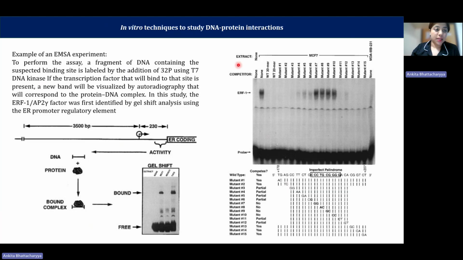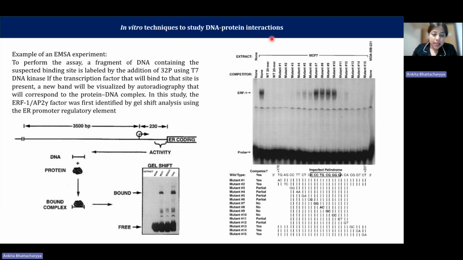This is an example of the EMSA experiment. Now, to perform the assay, you have your fragment of DNA containing the suspected binding site, which is labeled by P32, like I already mentioned, using T4 or T7 polynucleotide kinase. If the transcription factor binds, then a new band will get visualized by autoradiography.